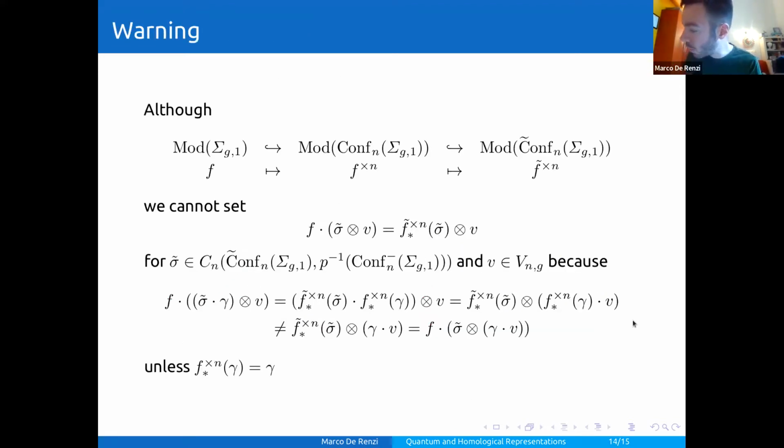And now maybe, okay, 2 minutes, I will just end with this point. So just very quickly, how you define mapping class group representations, like projective ones.